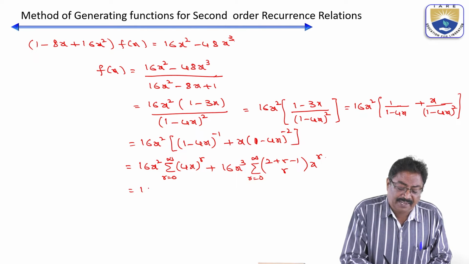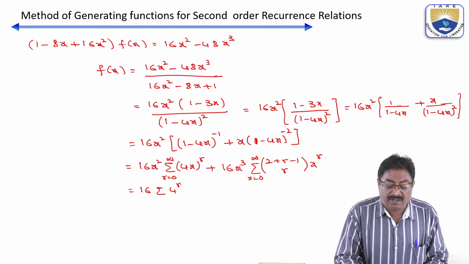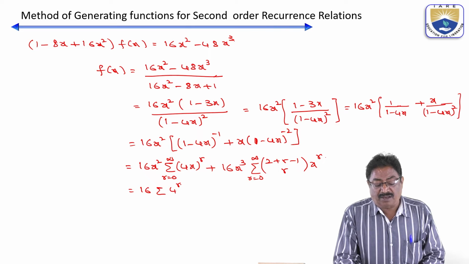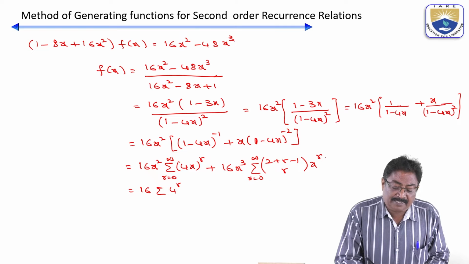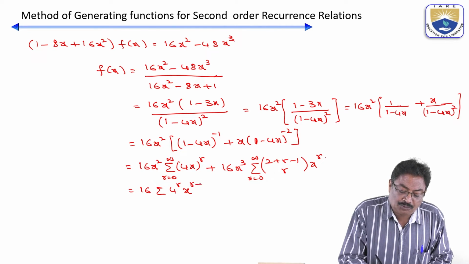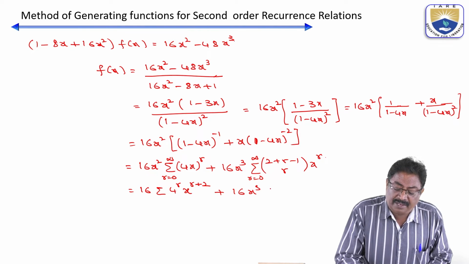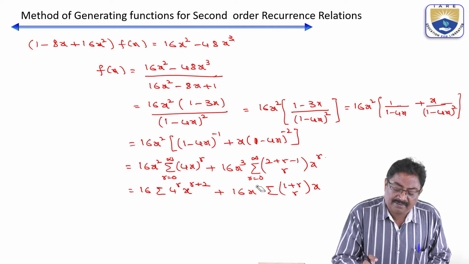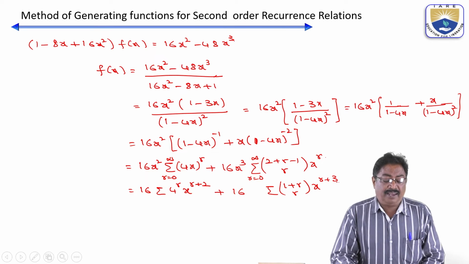So this is 16, and I am going to take inside 4 to the power of r, then x to the power of r, then plus 2. Then this is 16x cubed. Then it is 1 plus r Cr, x to the power of r. So I am going to take it inside. So r plus 3. Then what is f of x?